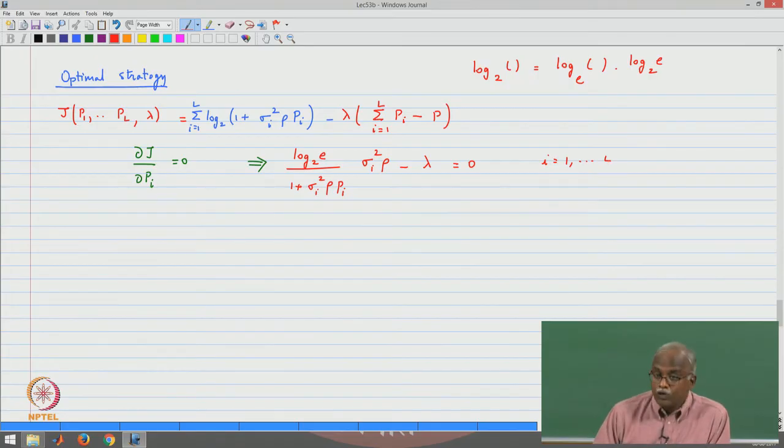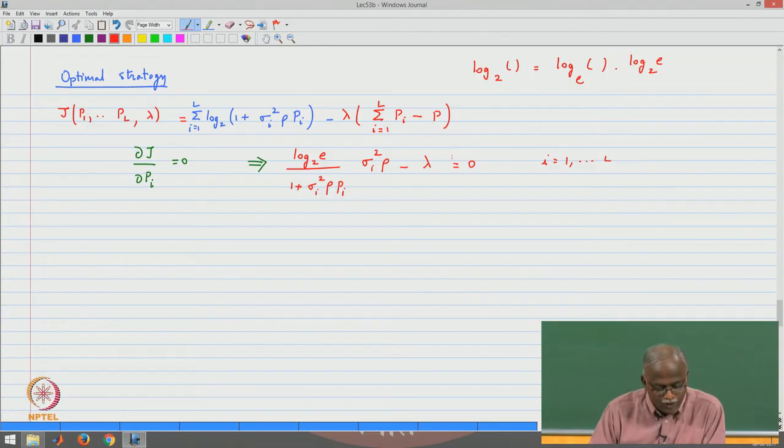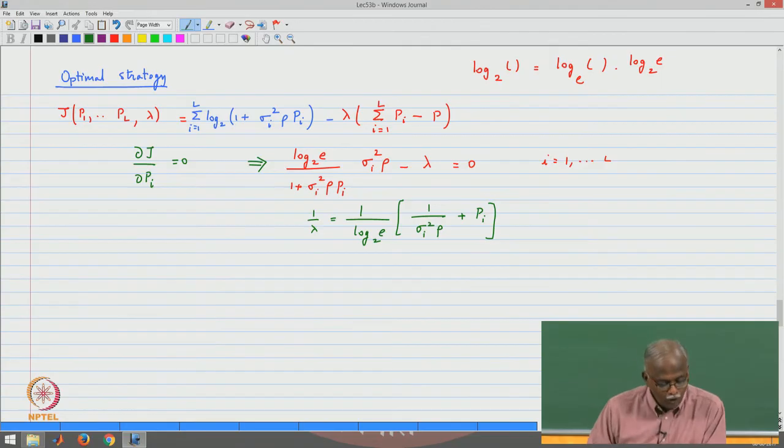Now from this, of course, we can get the values of the Pi's. But what is it that we need to achieve? We need to find the value of lambda that will be useful for us. So, if you were to rewrite this expression one more step, we can write 1 over lambda as 1 by logarithm e base 2 of 1 by sigma I squared times rho plus pi. Okay, that's an expression for lambda.